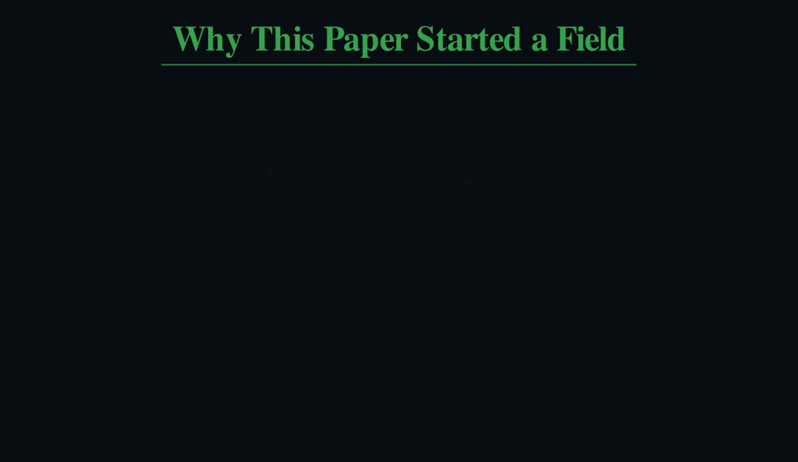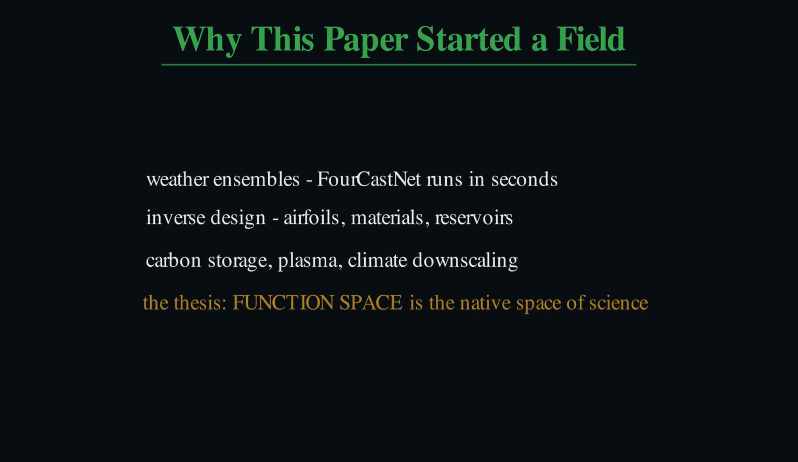Why did this one architecture start a field? Because amortized physics changes what is affordable. Weather ensembles that took a supercomputer hour run in seconds. Design loops that evaluated one candidate overnight now search thousands. And underneath sits a bigger thesis: convolutional networks own pixel space, transformers own token space, and the FNO stakes a claim that the native space of science is function space, with Fourier as its coordinate system.